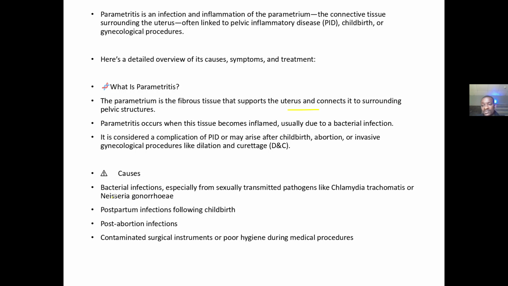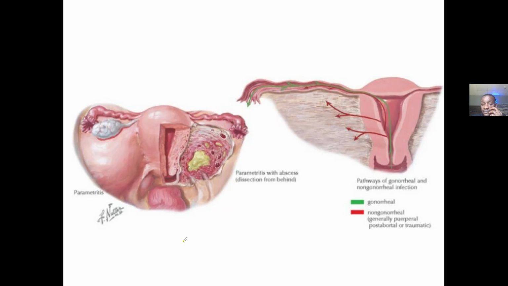Now the organisms: bacterial infections from chlamydia trachomatis or gonorrhea. Maybe there were infections after the person gave birth, or post-abortion infections. Then contaminated surgical instruments or poor hygiene when any procedure was done.